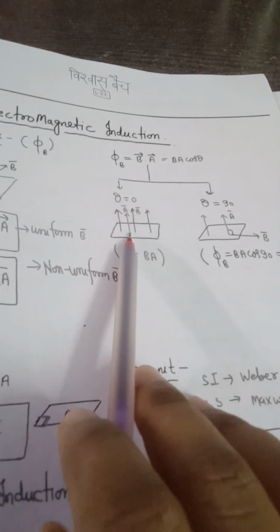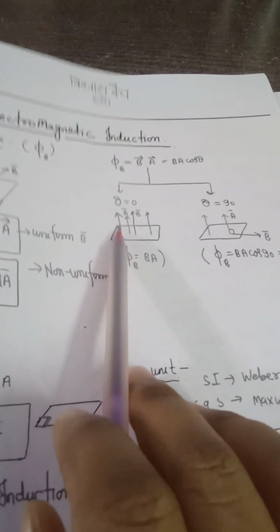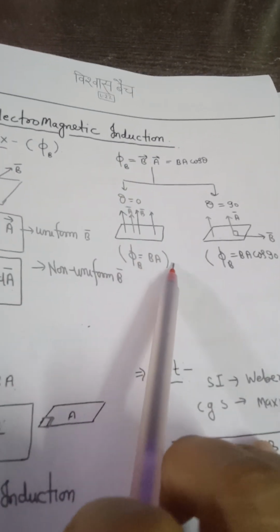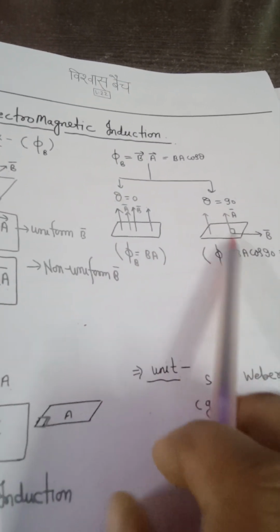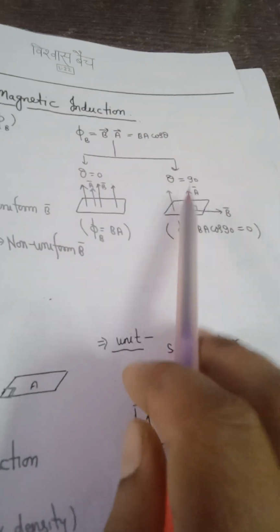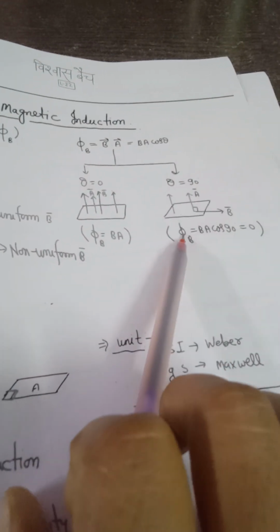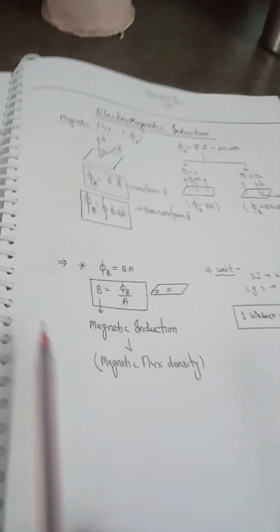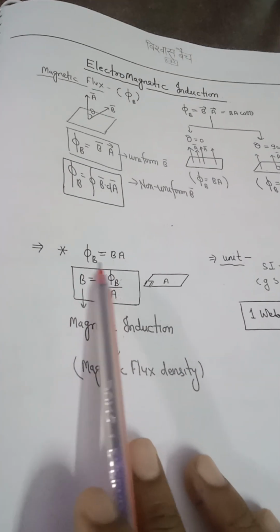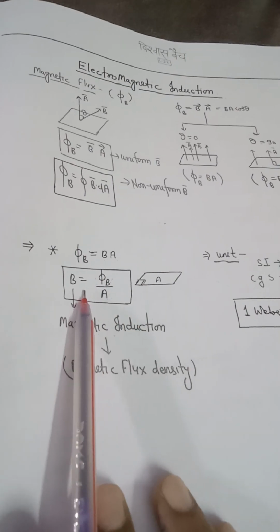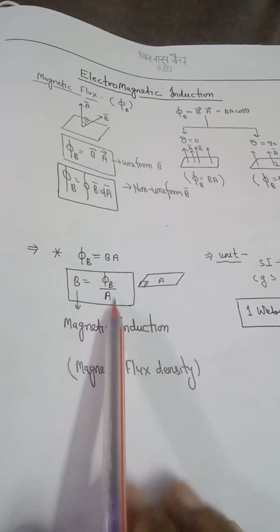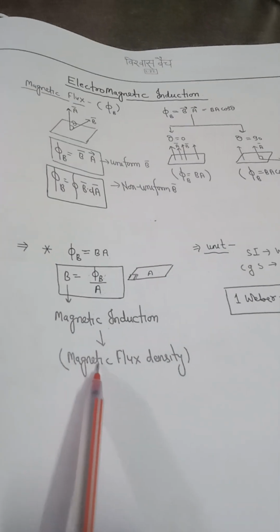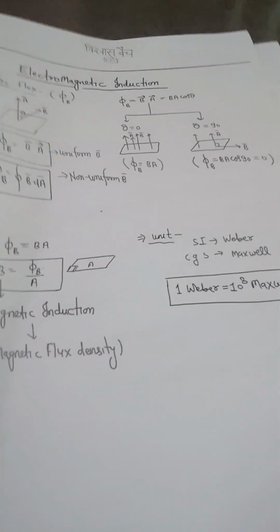When theta is equal to 0, the magnetic field is parallel to vector A, then phi B equals BA. When the magnetic field is perpendicular to vector A, theta equals 90, then phi B equals BA cos 90, which becomes 0. So when phi B equals BA, then B equals phi B upon A. That is called magnetic induction, and it is also called magnetic flux density.